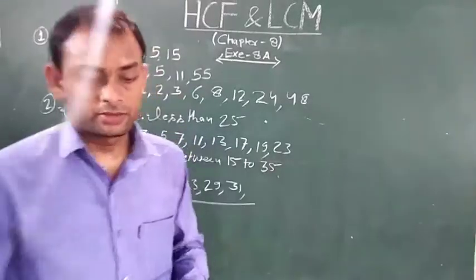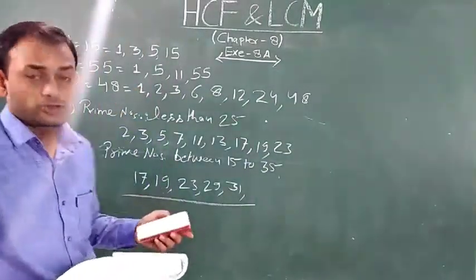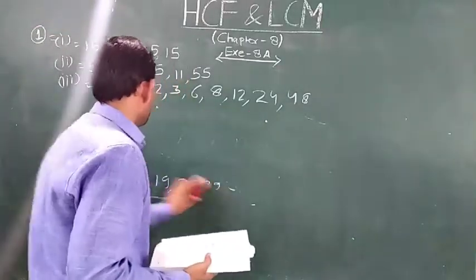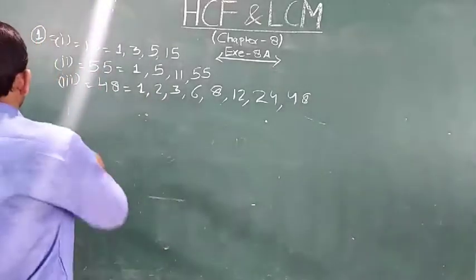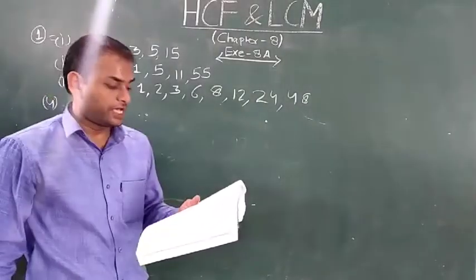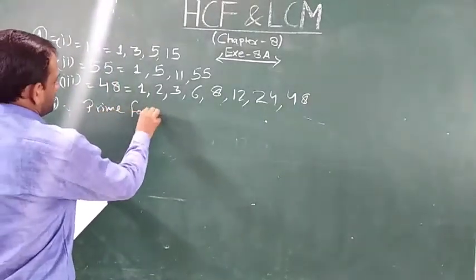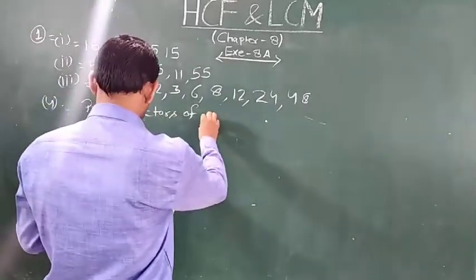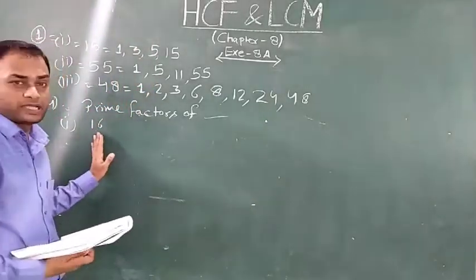Now the fourth question. In the last video I told you how to find the prime factors. I am just telling you once again. It is question number 4. Write the prime factors of the given numbers. First is 16. We have to write the prime factors.